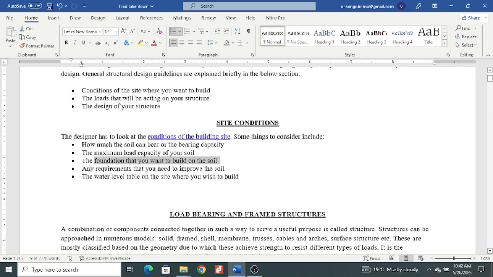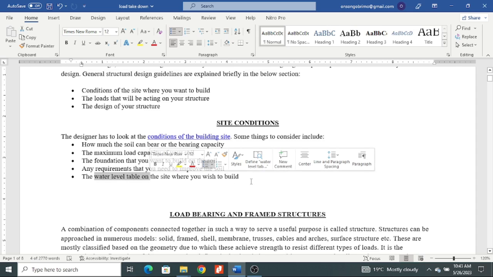And then there could be requirements to improve my soil. If my soil is poor, I may need geotextiles or some chemical or mechanical strengthening of the soil, so that it is able to bear the load from my structure. The water table is also very important whenever I'm building, because sometimes we overlook issues of buoyancy and the effect of the water table on the bearing capacity of our soil.